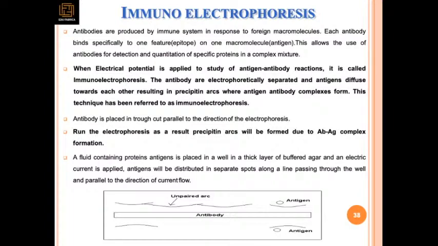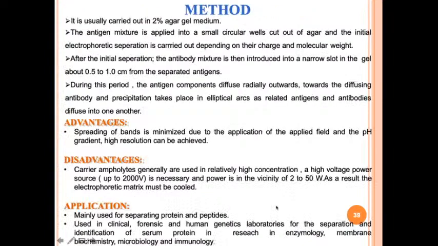When an electrical potential is applied to study the antigen antibody reaction, it is called immunoelectrophoresis, where the antigens are electrophoretically separated and the antibody and antigens diffuse towards each other. Here you can see one antibody, and we have antigens added there, so they make an arc-shaped structure, and there are also unpaired arc structures with the other ones. The ones that make this form a complex while running the electrophoresis, and it's usually done on a 2% agar gel medium.